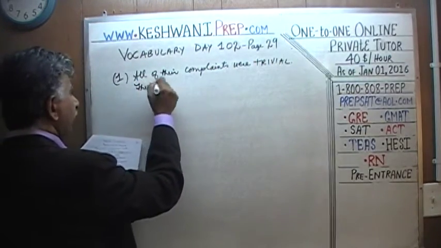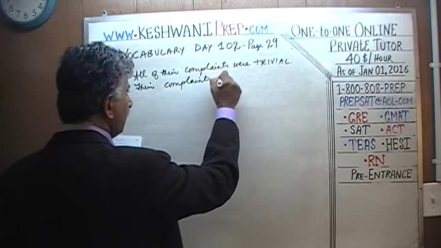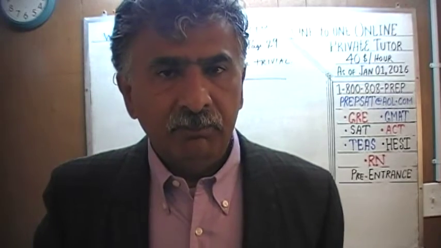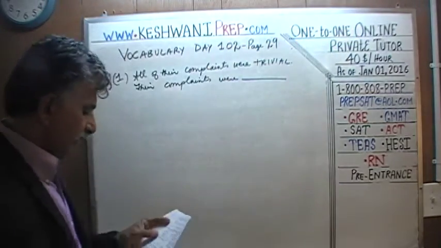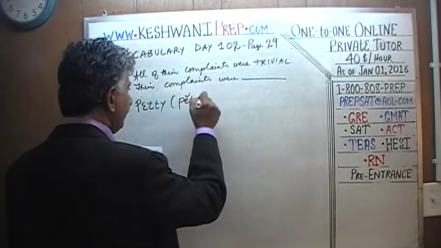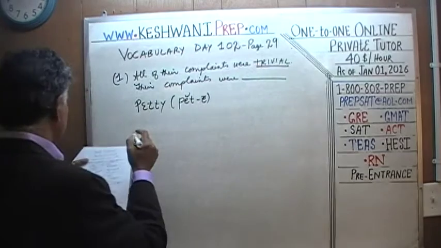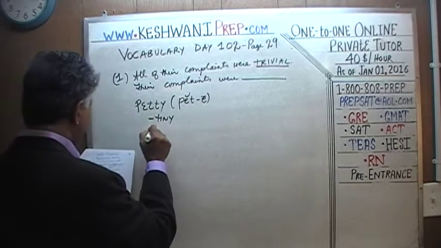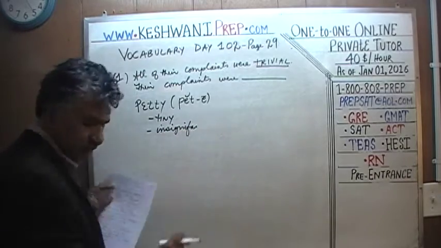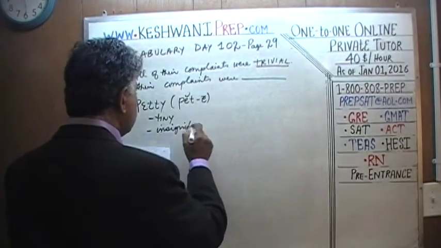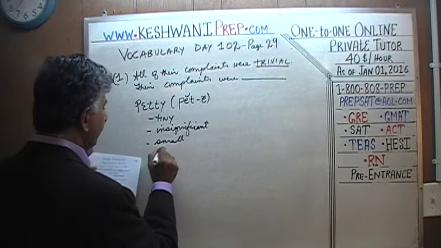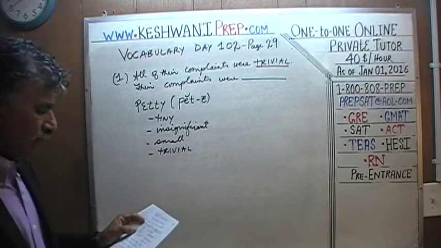And then he goes on to say their complaints were blank. Our job is to pick one answer choice among the four that are given to us, a word which is a synonym of trivial. And the right answer among the answer choices is petty. What does petty mean? Well, petty means exactly what it says. Petty means trivial. Petty means tiny, insignificant, small, and as we said before, trivial. Petty is the word.